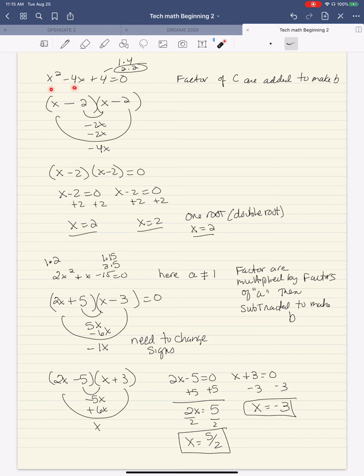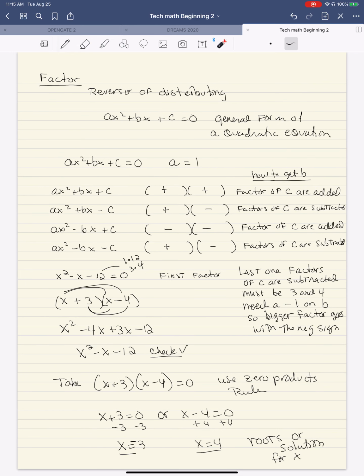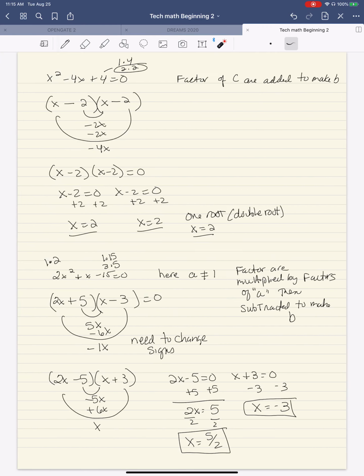X squared minus 4x plus 4. So I have a minus and a plus. A minus and a plus is right here. So that's going to be a minus and a minus. The factors of c are going to be added. All right, so I set it up, minus and a minus.